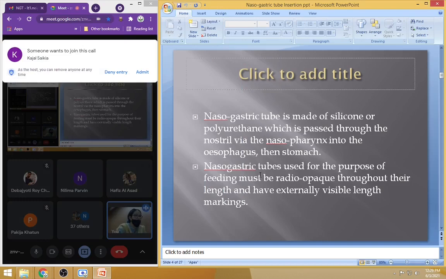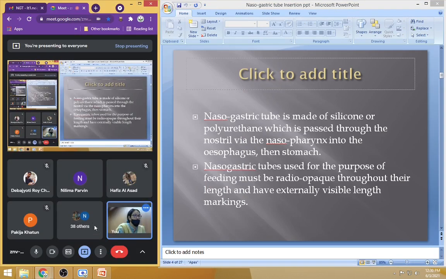Roll number 40. Who is roll number 40? Yes, ma'am. Madhav, can you hear me? Yes, you tell me. I think you were absent in this class while the clinical class was going on, right? Yes, ma'am. So a nasogastric tube used for the purpose of feeding must be radio opaque. Why radio opaque? Madhav, you listen and someone will answer now. Okay, Debajyoti Roy? Yes, ma'am. Tell me why it should be radio opaque.